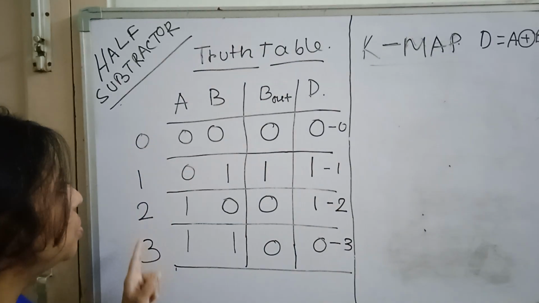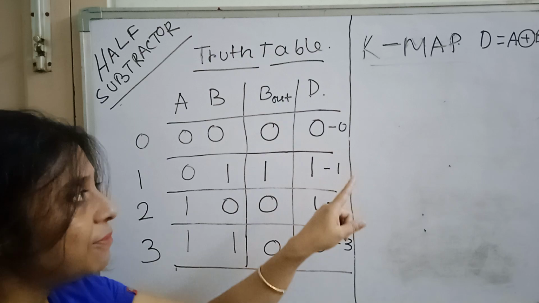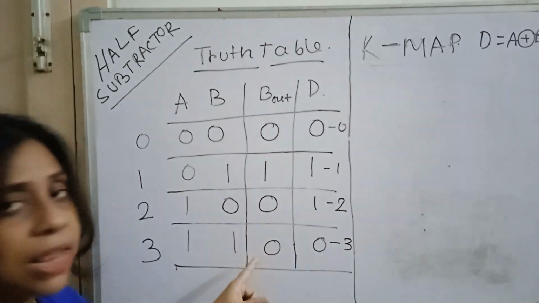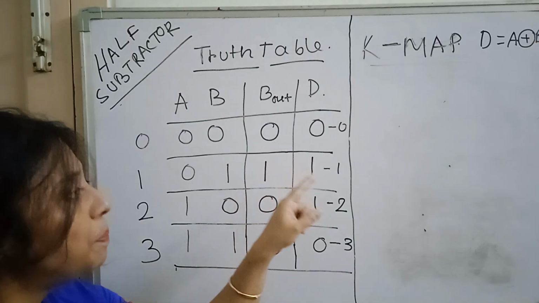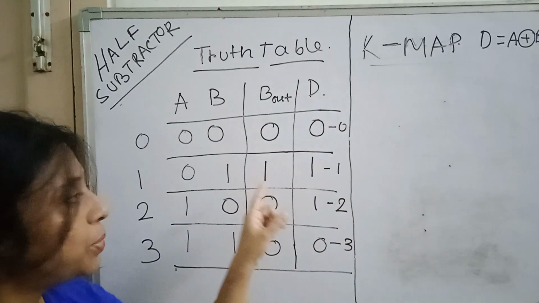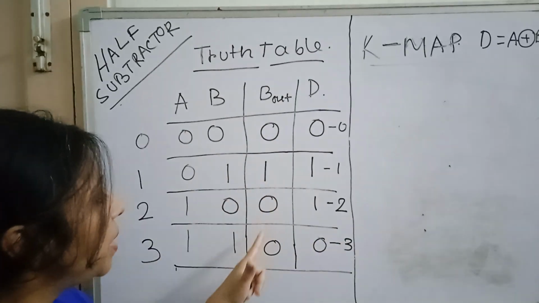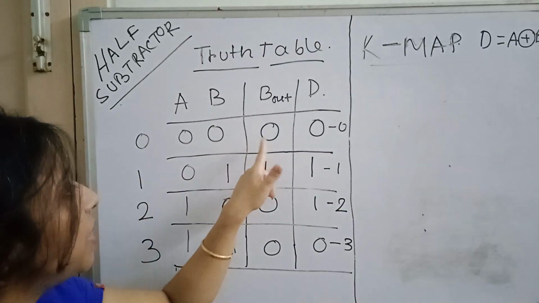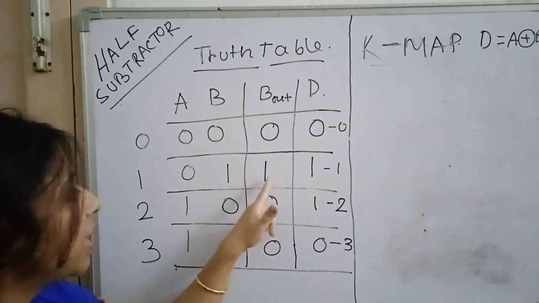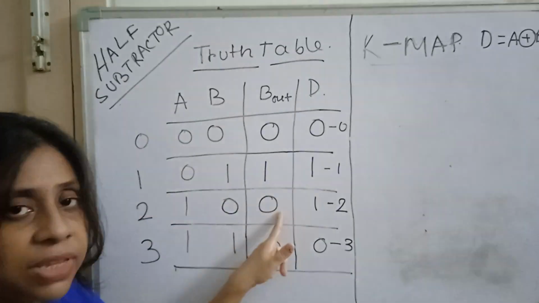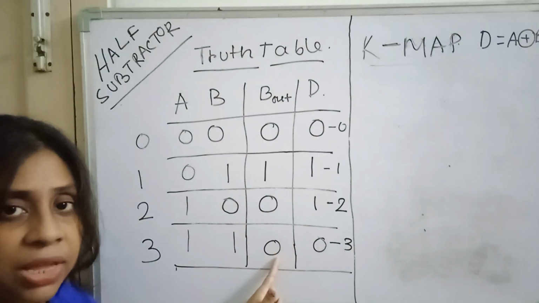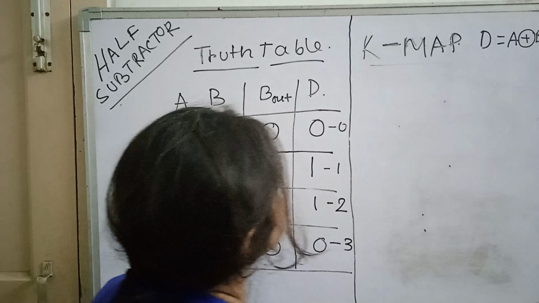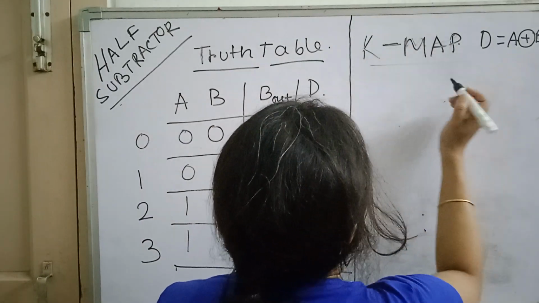0, 1, 2, 3. In the same way as in the case of difference, we need to put these values in the KMAP boxes accordingly. The 0th box will have this value, box number 1 will have this value, box number 2 will have this value, and box number 3 will have this value. So let us do the KMAP for B out.